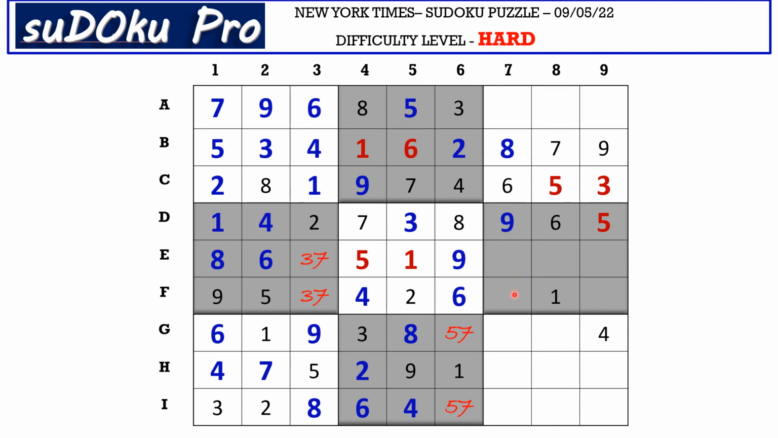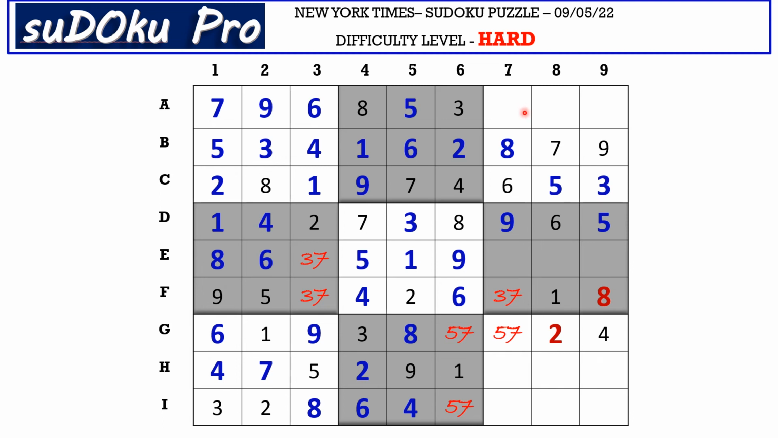In F row, there are 3 missing numbers, that is 3, 7 and 8. This 8 blocks here. So F9 takes 8 and the 3, 7 matching pair goes here. Similarly, in G row, the missing numbers are 2, 5 and 7. There is a 5 and 7 blocking here. So G8 takes 2 and the 5, 7 matching pair goes here.